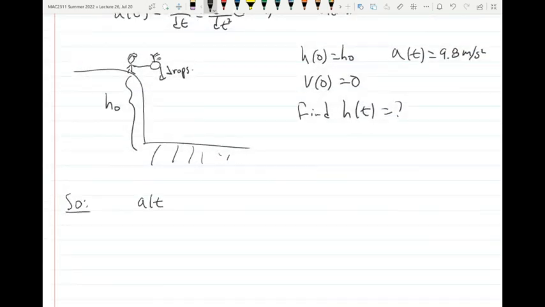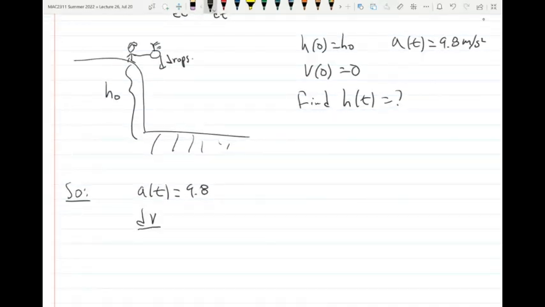So how do we find h of t? Okay, I know that a equals 9.8 meters per second squared, and I know that a is the derivative of the velocity. So that means that dv/dt equals 9.8, right? So what is v? That would be the integral of 9.8, right? It's an antiderivative of the acceleration. So the integral of 9.8. What's the integral of a constant? What's the integral of 2? 2x. So what's the integral of 9.8?